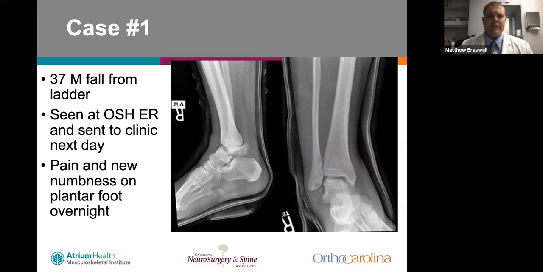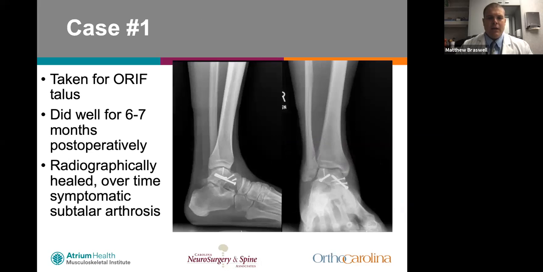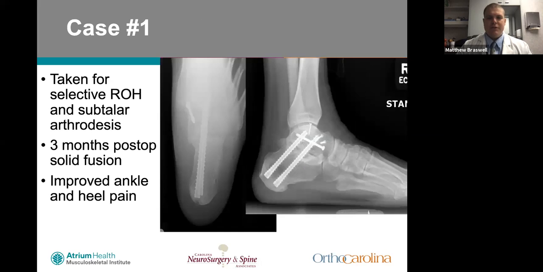So going back to these cases, our first patient, I'll remind you, is a 37-year-old fall from height who was sent out with a dislocated subtalar joint and developed tibial nerve paresthesias overnight. After clinic that day, he was taken urgently for open reduction of his talus. He did well for about 6 to 7 months postoperatively and radiographically healed his fracture, but unfortunately developed symptomatic subtalar arthrosis and was eventually taken around 1 year out for selective removal of hardware and subtalar fusion. At 3 months post-op he was doing well, with improvement in his ankle and heel pain.